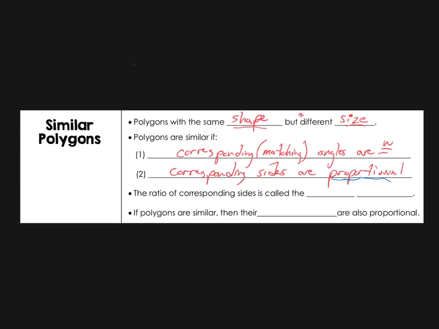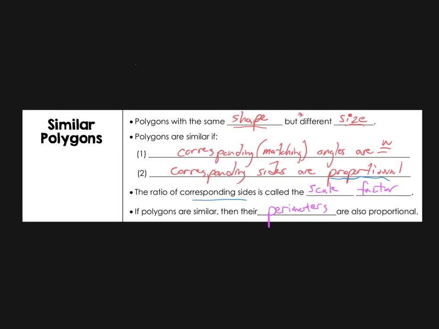So the ratio of corresponding sides is called, we've heard this word before, the scale factor, just like in dilations. So again, the scale factor describes how that proportion or that ratio is expressed. And also, if the polygons are similar, then their perimeters are also proportional. So the scale factor describes their perimeters, and it also describes their sides' proportionality. Press pause and get this into your notes and make sure that you have a good understanding of what I just said.